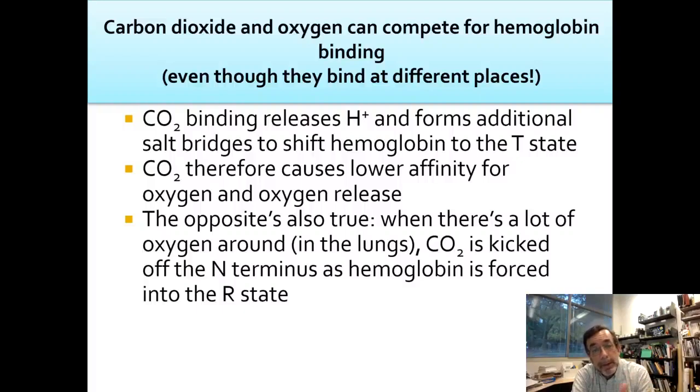CO2 binding releases protons, forms additional salt bridges, shifts hemoglobin to the T state, and therefore oxygen is released. If you go the other way, when there's a lot of oxygen around, CO2 will end up being kicked off the N-terminus, and hemoglobin will be forced more into the R state.